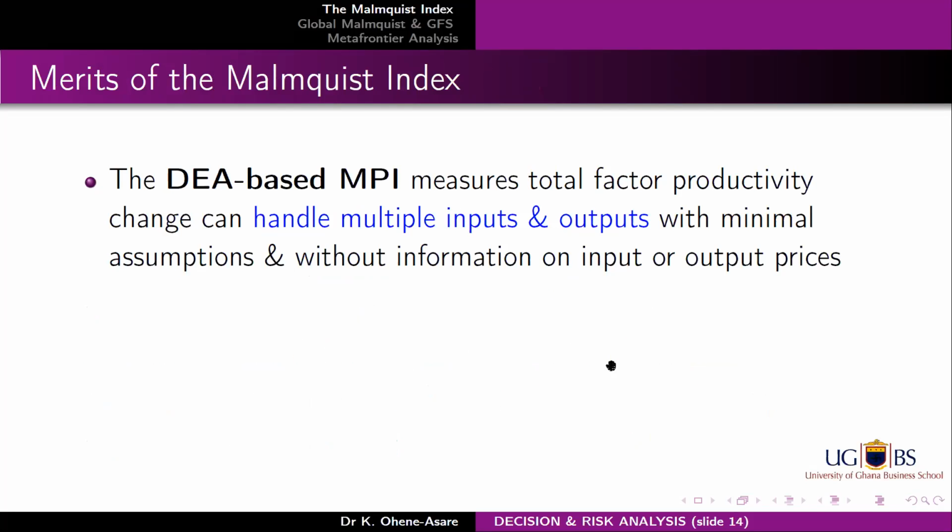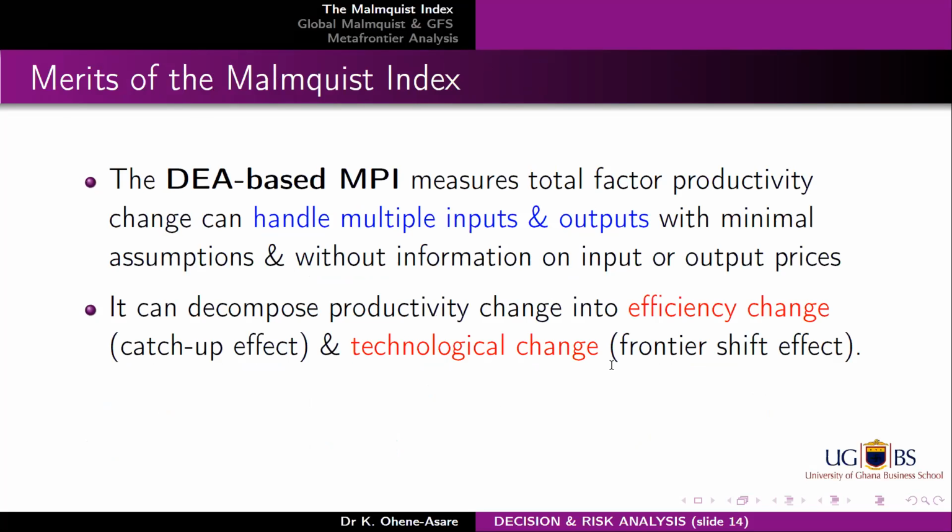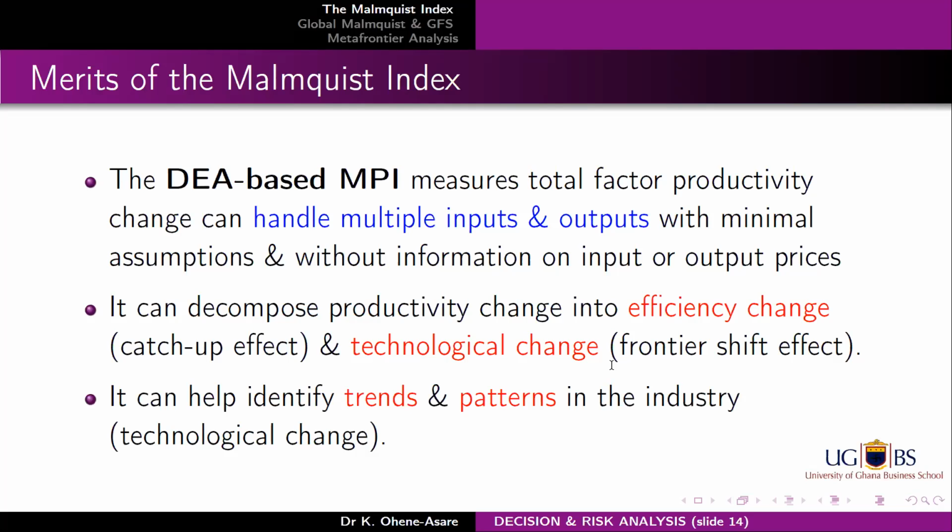Now, why did they use DEA to estimate the Malmquist? Because DEA has some advantages: it can handle multiple inputs and multiple outputs with few assumptions, without information on input and output prices. DEA can decompose productivity change into efficiency change and technical change, or technological change. Please know the technical change can also be called the technological change. We will look at the details of this. If you can decompose it, it helps you find the sources of productivity, and you can also look at trends and patterns in the industry and make policies. These are some of your reasons.